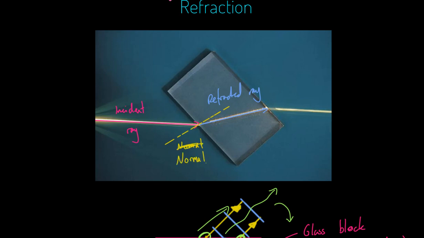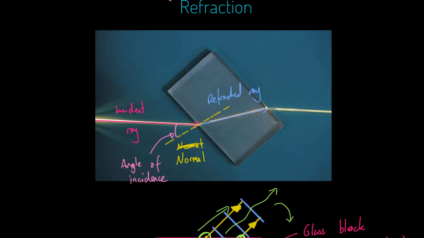Normal is at right angles to the surface of the block. Again, you're going to have to get your protractor, and again, you're going to have to measure this angle here. Do you remember what that angle was called, I wonder? Yes, of course you do. It's the angle of incidence.